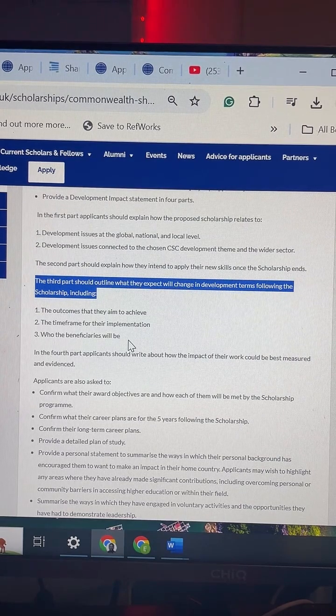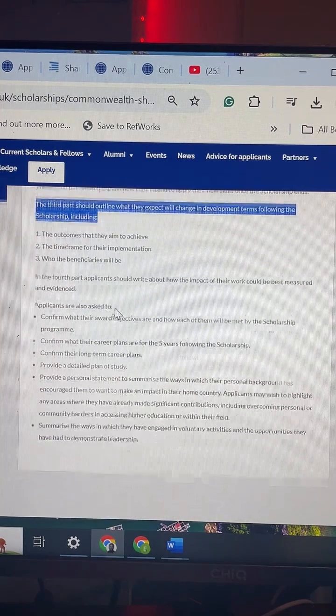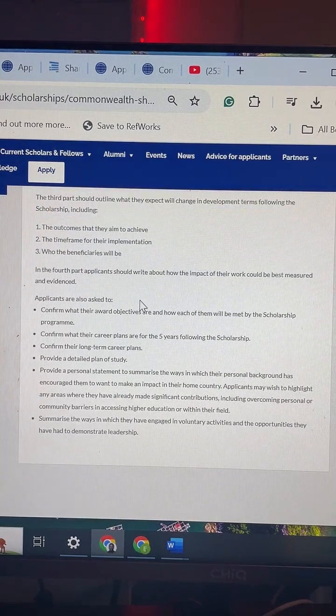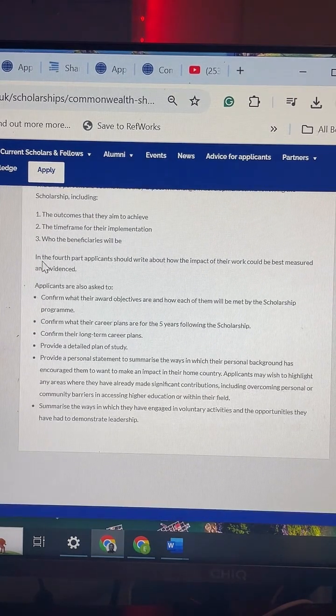So we will mention the aim that we intend to go back to our home country to implement our skills to achieve, and then the time frame, the short term, the long term, the medium term, and then the specific identified problem and who the beneficiaries will be. We will look at explaining to the committee that these are the beneficiaries that we want to go and implement this project.